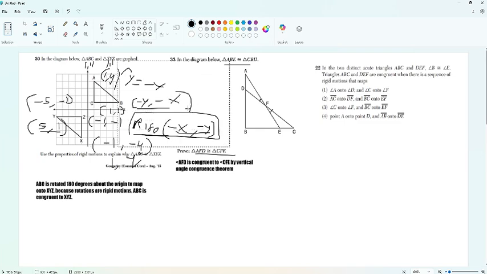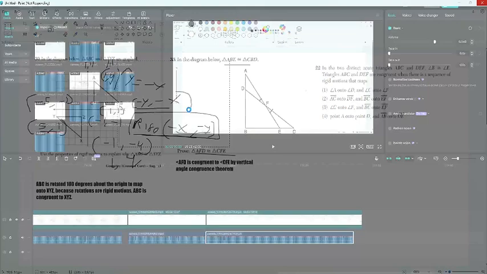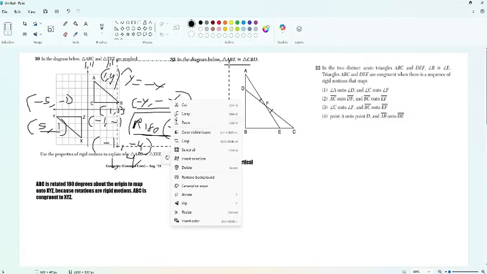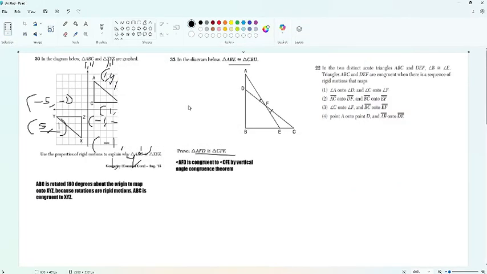Let me just delete that. Yo! I almost crashed. Wait, how do I draw it out? I'm drawing.